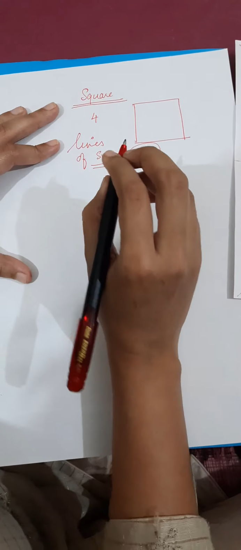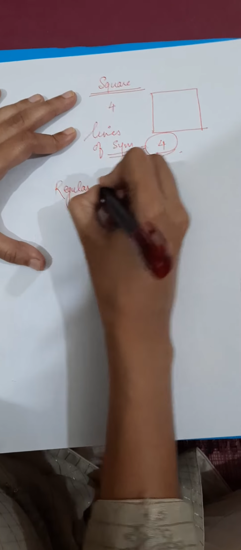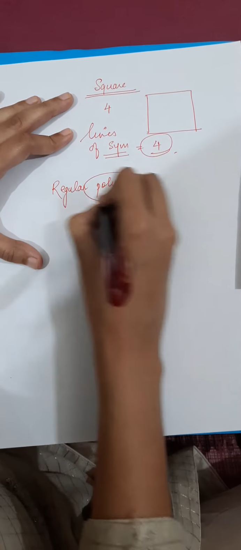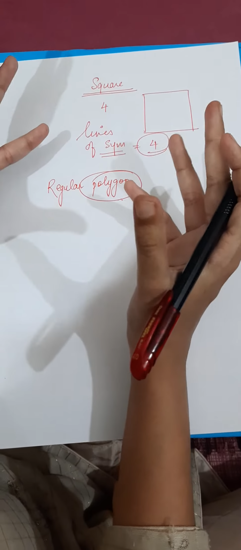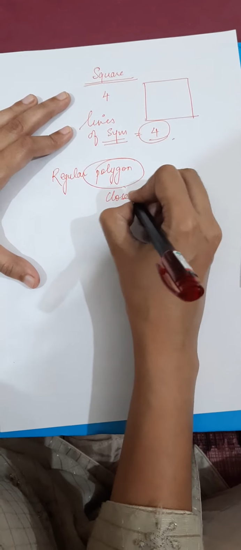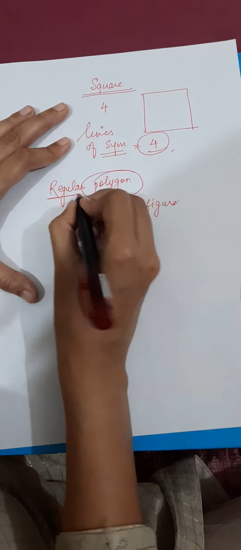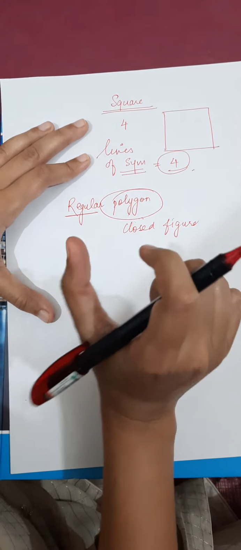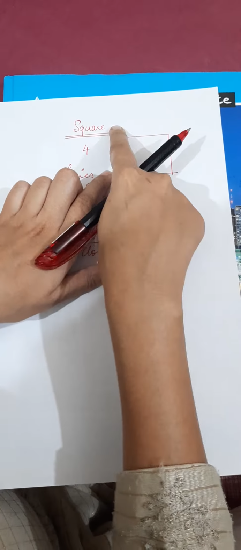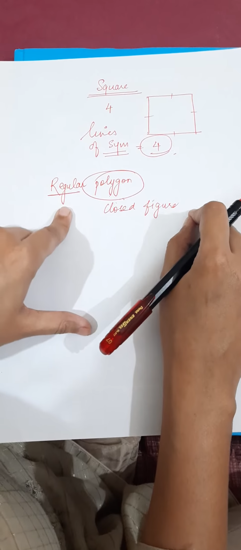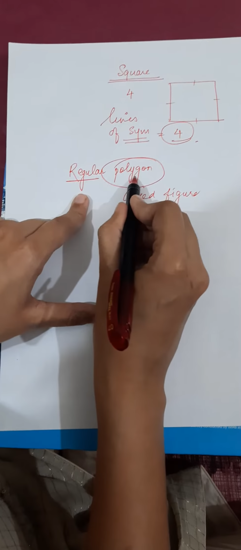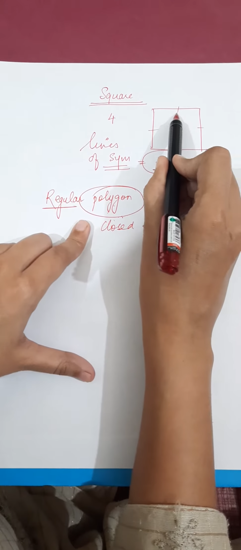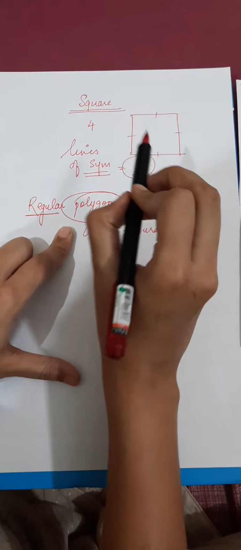Okay, now we are going to conclude a result on the basis of this, but before that you need to understand what a regular polygon is. Polygon means a closed figure, and regular means all sides are equal. For example, this square is closed, and all its sides are equal. So I can say a regular polygon has as many lines of symmetry as it has sides. This is the result which we were discussing.